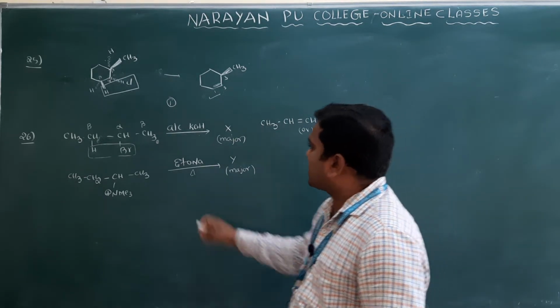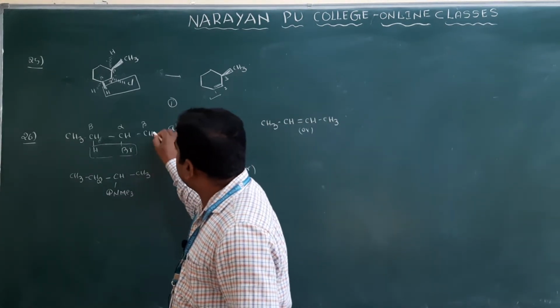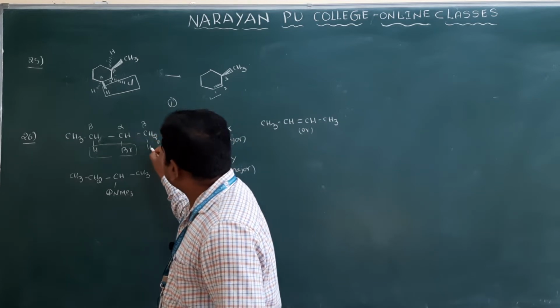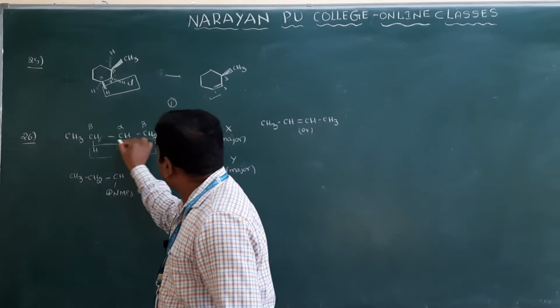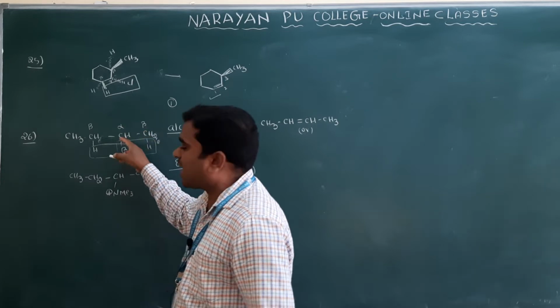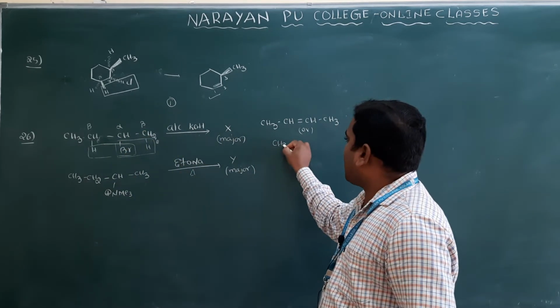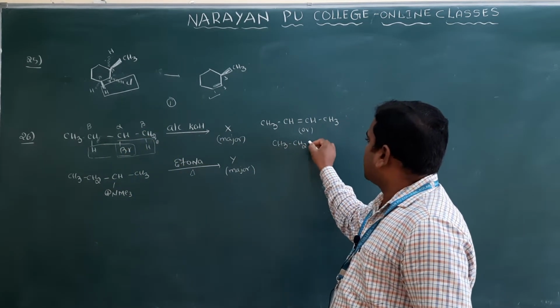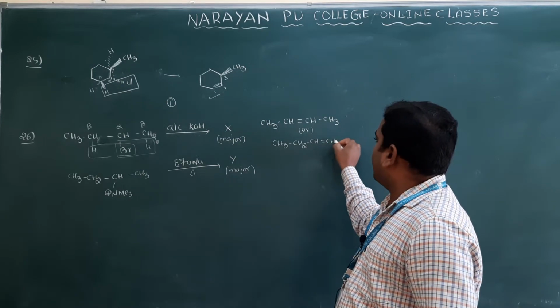Another one, what is the chance here? If this beta hydrogen is removed here, then this hydrogen and bromine will be removed. Then the double bond will form between the first carbon and second carbon. You will get the compound CH3-CH2-CH=CH2.